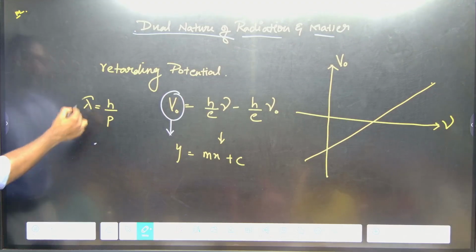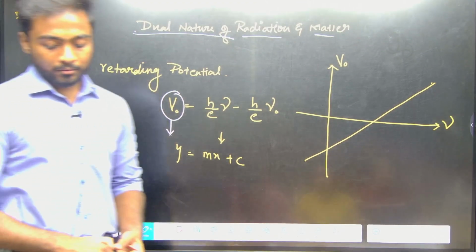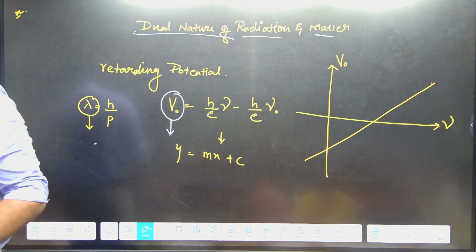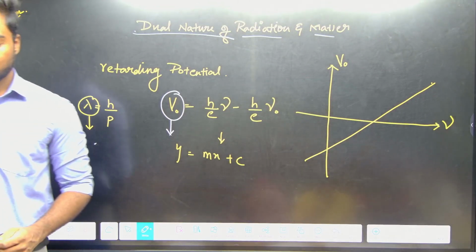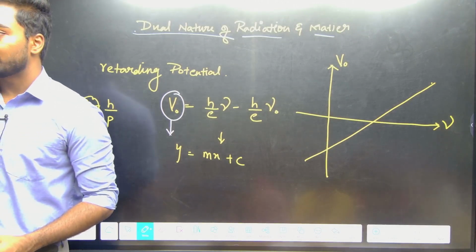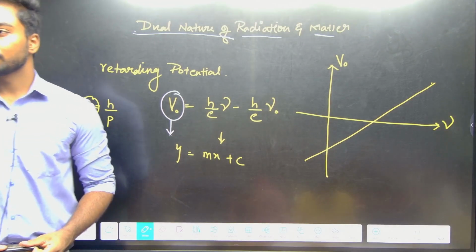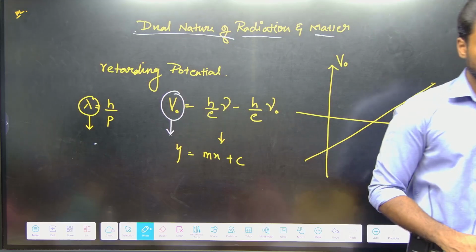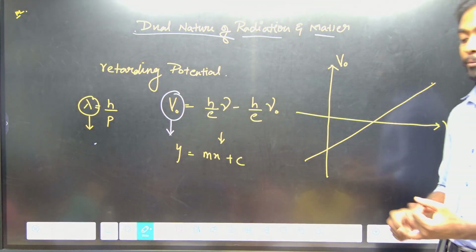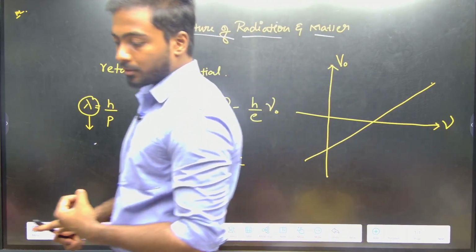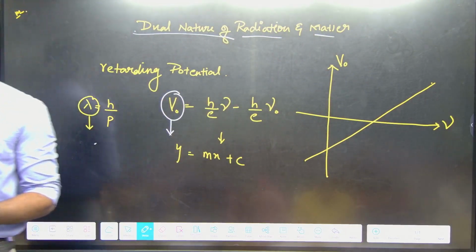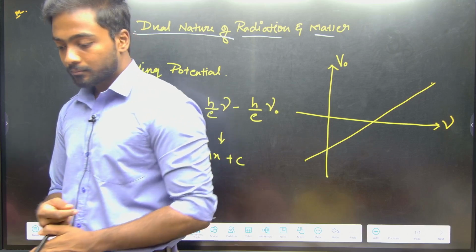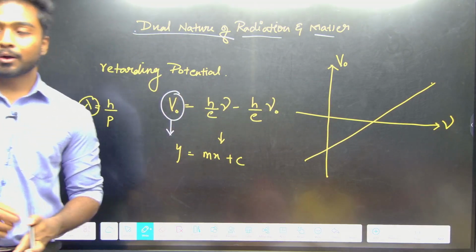So this wavelength is nothing but de Broglie's wavelength. Write down the list of particles of de Broglie's wavelength: electron, proton, deuteron, not neutron, it is deuteron, alpha particle, or any fast moving particles.